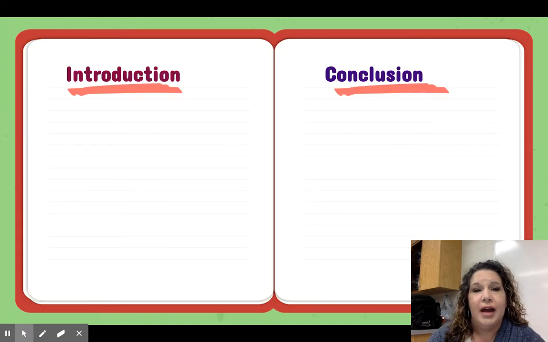Now, I didn't draft the introduction and conclusion yet because I wanted to draft that with you. But to do that, I need to review. So again, bear with as we look back at the annotations and the claims.